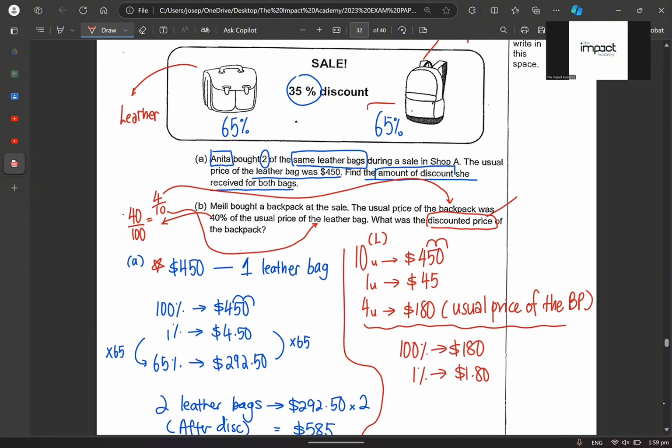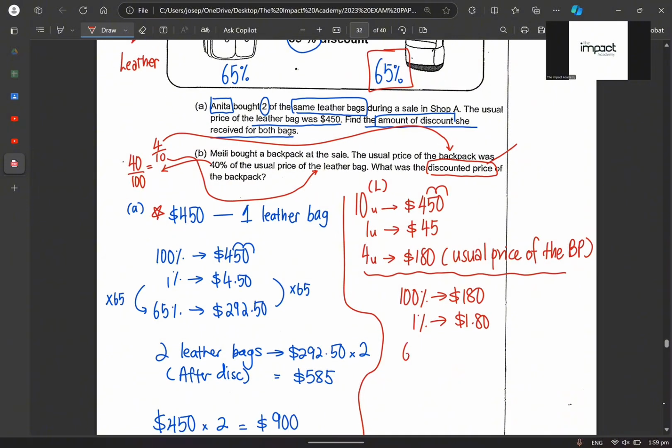Do you recall just now we said that the backpack was 65%, right? So we'll find 65%. What we want to simply do is $1.80 times 65, and then we'll get an answer of $117. And this was the discounted price of the backpack.